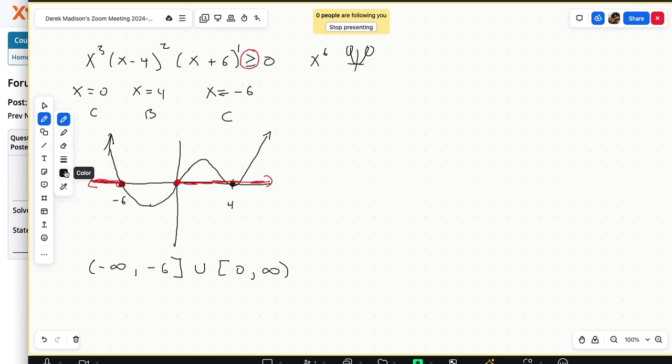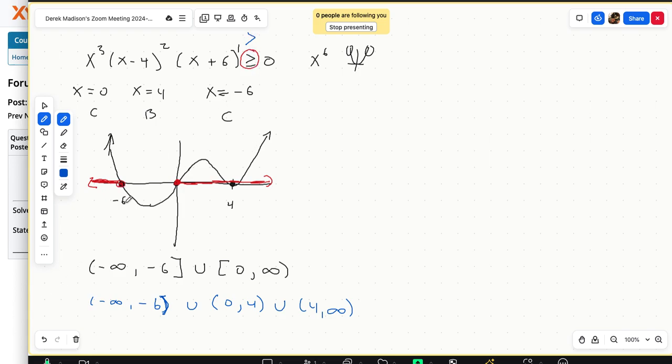Just to show what it would have been if this was a greater than instead of a greater than or equal to, then we'd have negative infinity to negative 6, and then parenthesis, union from 0 to 4, and then union from 4 to infinity. So we would just have to exclude that spot there because it would equal 0. So that's kind of the difference between a greater than and greater than or equal to.